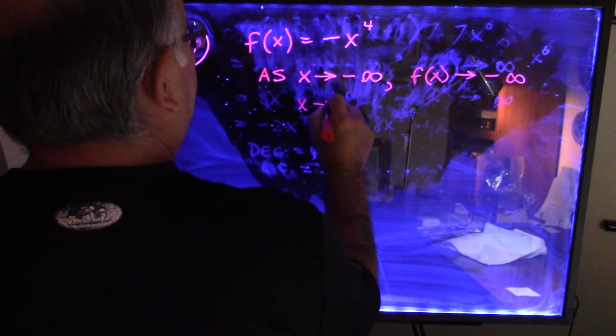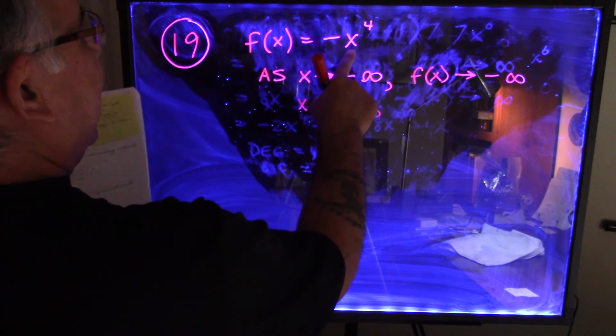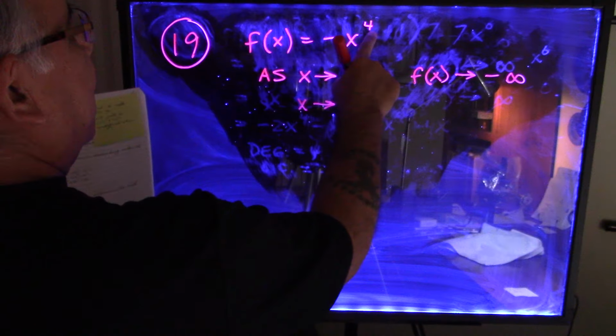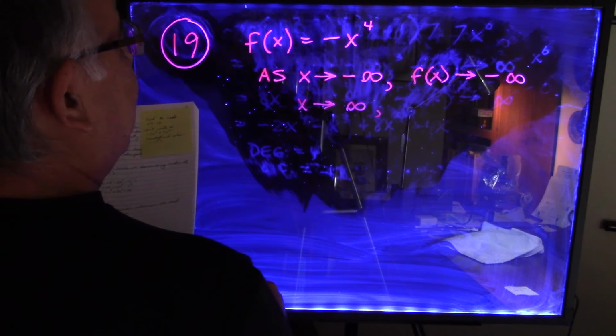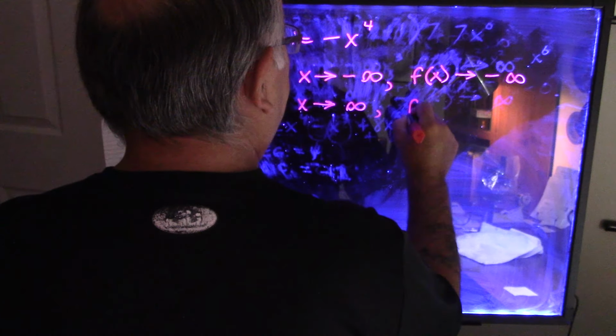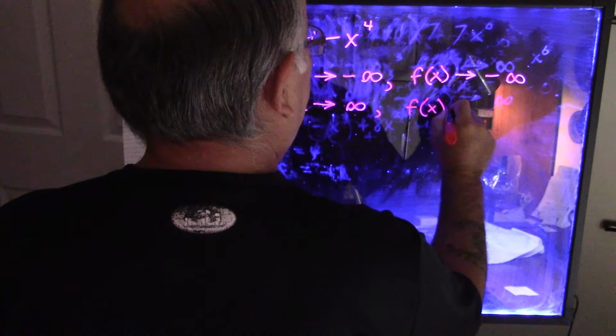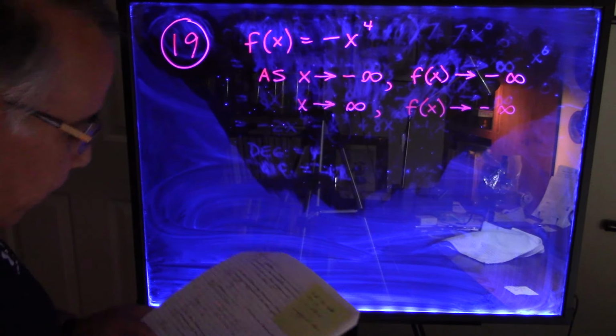And as x goes to positive infinity, what happens? You've got positive numbers in here, raise them to the fourth power, they're still positive, but that negative in front is going to make the end result negative. So again, f of x will go to negative infinity.